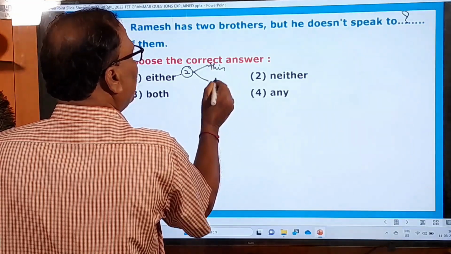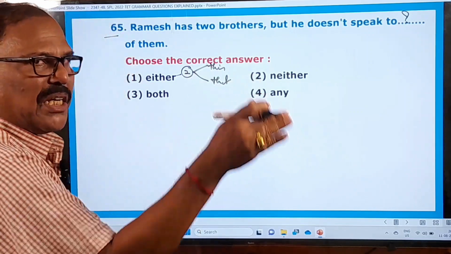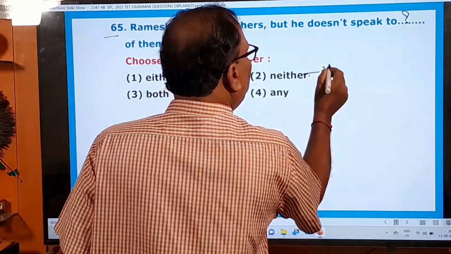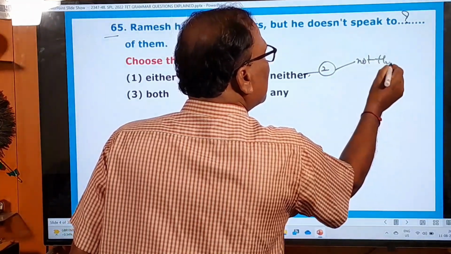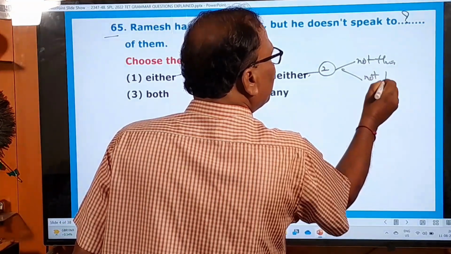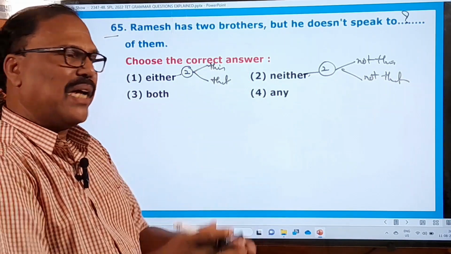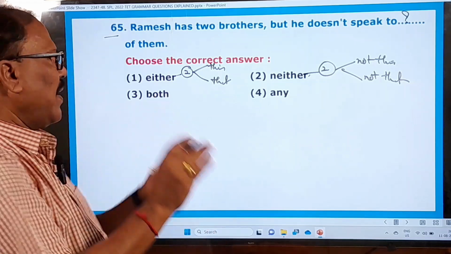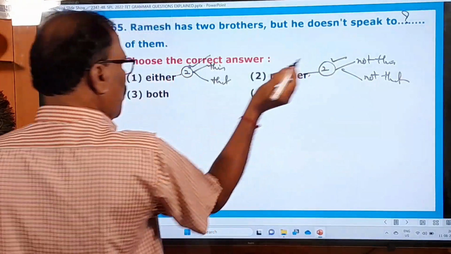This or that. This person or that person. Neither also refers to two persons or two things or two places. Neither means not this, not that. Either means this or that. So either and neither refer only to two persons, two things or two places.